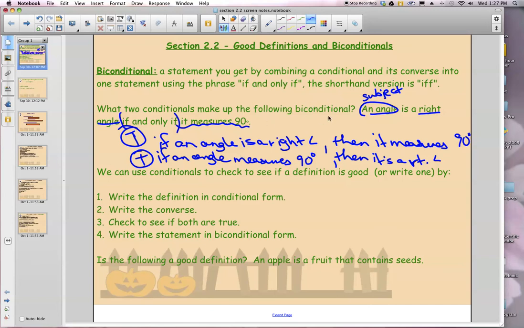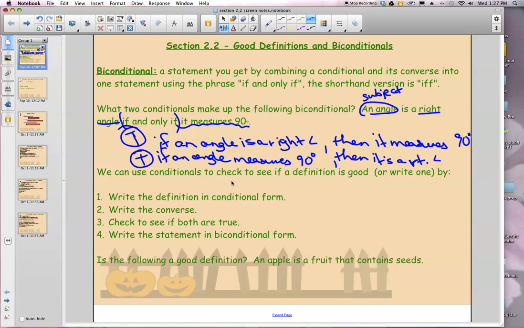A lot of times you will use biconditionals as definitions. So if you are given a definition of a word and you're asking if it's a good definition, write it as a biconditional and then split it up into its two pieces, into the conditional and the converse. If both are true, then it was written as a good biconditional and it's a good definition. If they're not both true, then it's not a good biconditional, it shouldn't have been written, and the definition is not good.